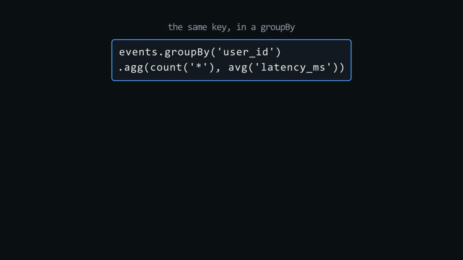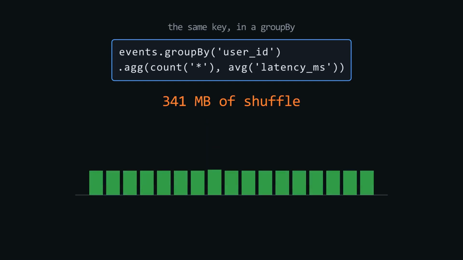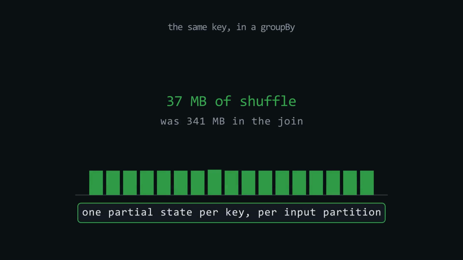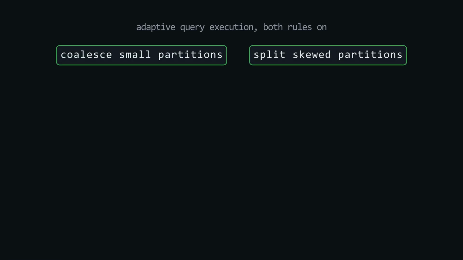Now the part that catches people out. I ran a groupBy on the same skewed key, over the same 8 million rows, counting requests and averaging latency. There was no straggler at all. The slowest task took the same time as the median one, and the whole stage moved 37 megabytes of shuffle instead of 341 megabytes. Spark aggregated partially before the shuffle. For the hot key, millions of input rows became one partial state per input partition, and only those partial states traveled. Your key was exactly as skewed. The operation was not. Which brings us to the thing everyone expects to save them.